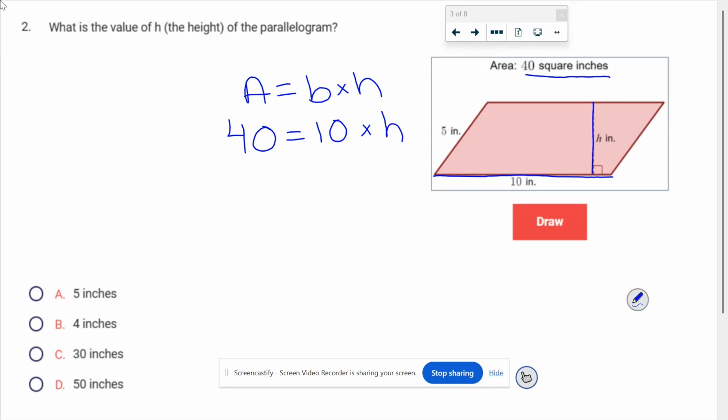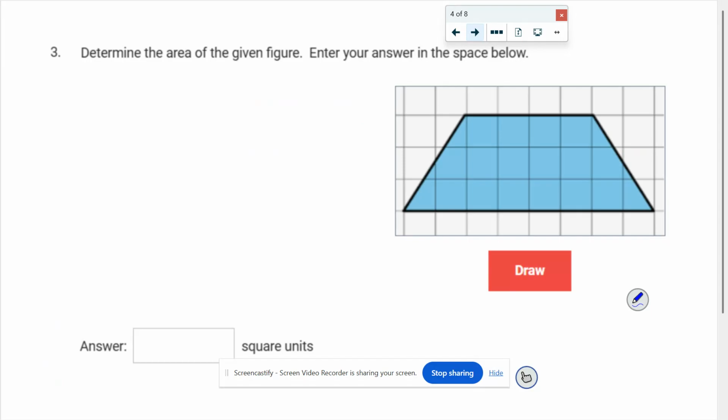So 10 times what gives us 40? That's right, it would be 4. So our height would be 4 inches because 10 times 4 gives us 40. We are given the area of 40, we're given a base of 10. Now we need to know what height would multiply by 10 to give us 40. All right, let's keep going.